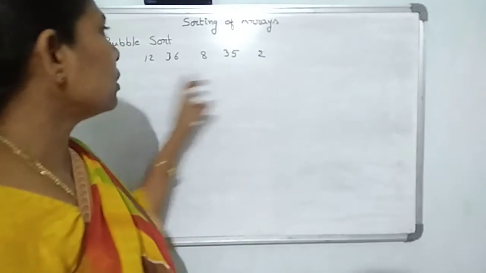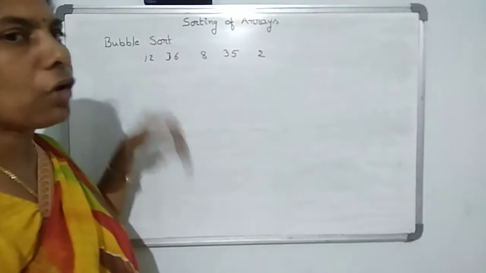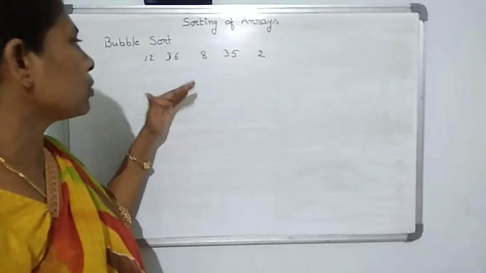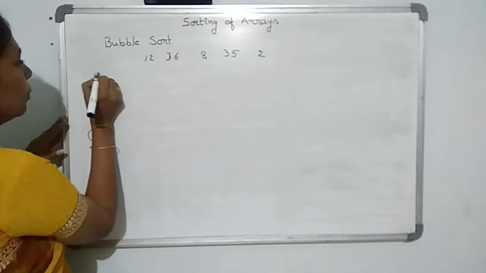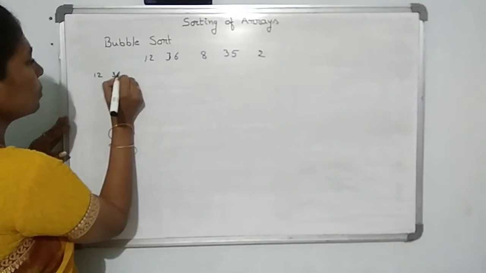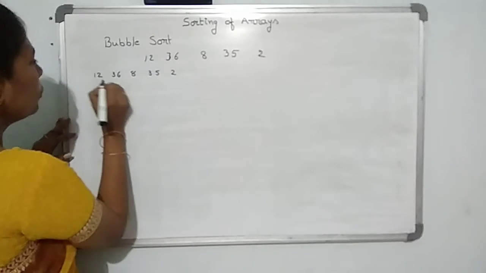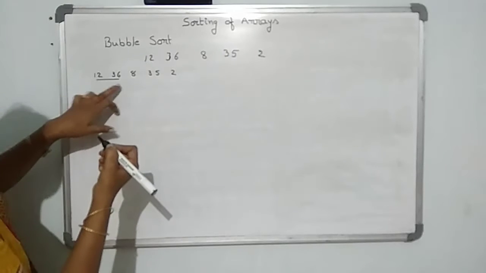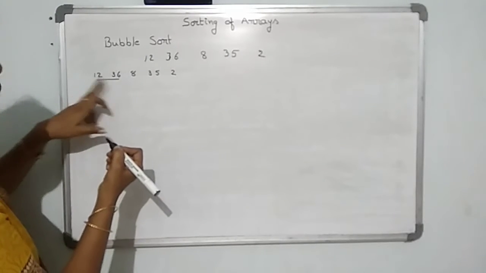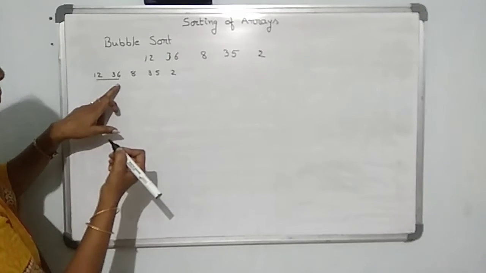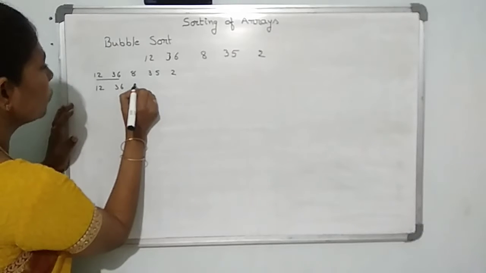Okay, I am taking these elements: 12, 36, 8, 35 and 2. Now I am applying the bubble sort. First I take the same array 12, 36, 8, 35 and 2. First you compare the two elements 12 and 36. So 12 is less than 36. If it is less than, you cannot swap any elements. So in that case you have the same order. You cannot change the order.